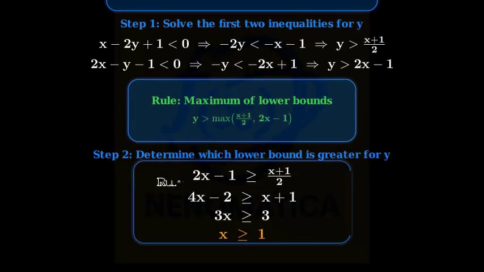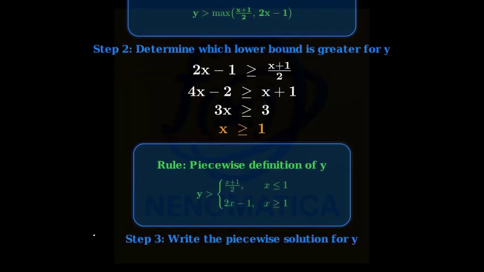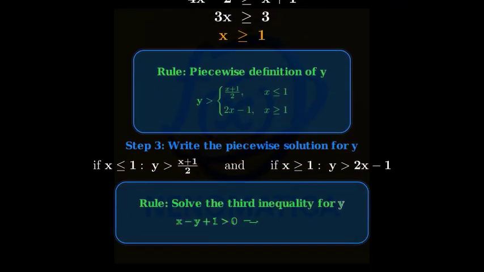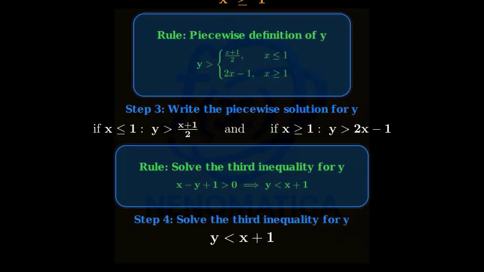Step 3. Use a piecewise description for the stronger lower bound on y. For x less than or equal to 1, the half of x plus 1 dominates. For x greater than or equal to 1, the line 2x minus 1 dominates. Step 4. Solve the third inequality for y. From x minus y plus 1 greater than 0, we obtain y less than x plus 1.